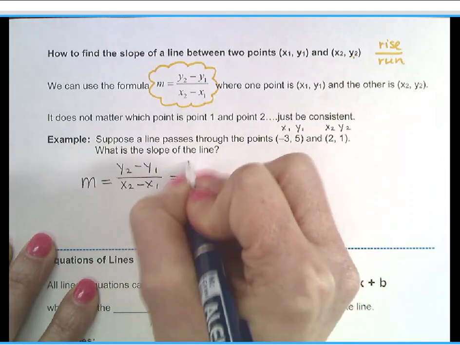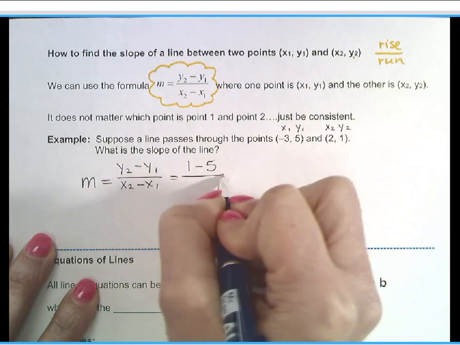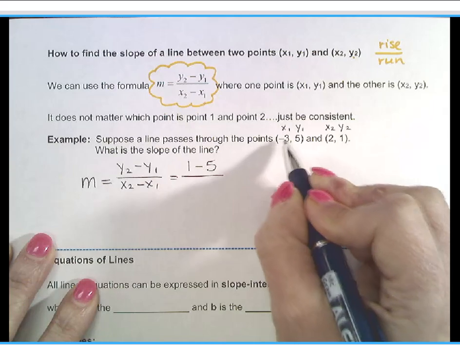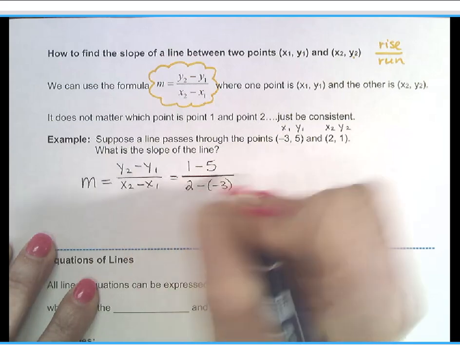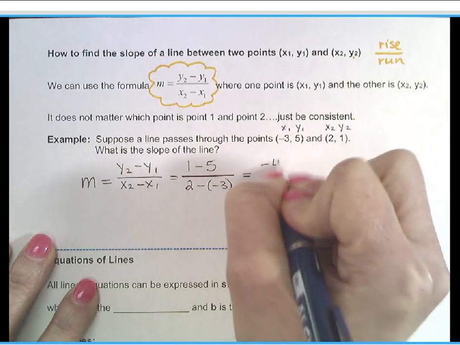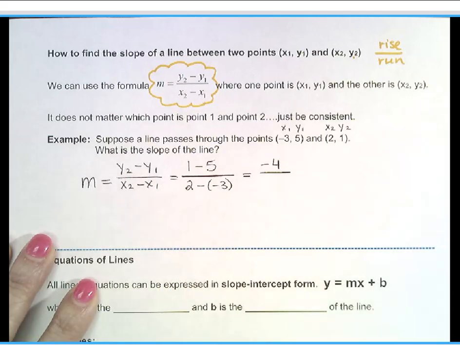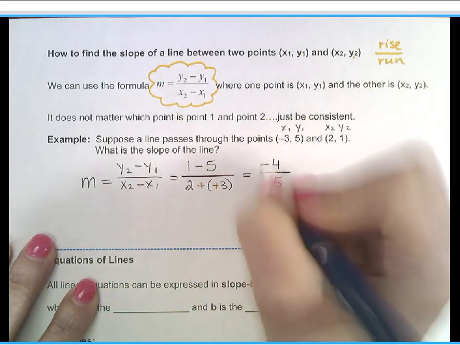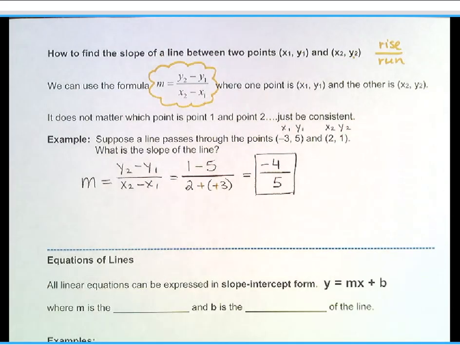So y2 minus y1, 1 minus 5, over 2 minus -3. Be careful of that minus minus. Now 1 minus 5 would be -4. And 2 minus -3, that's going to turn into 2 plus 3, which is just 5. So our slope is -4/5. If you switch the points and do the formula again, you should get the same answer.